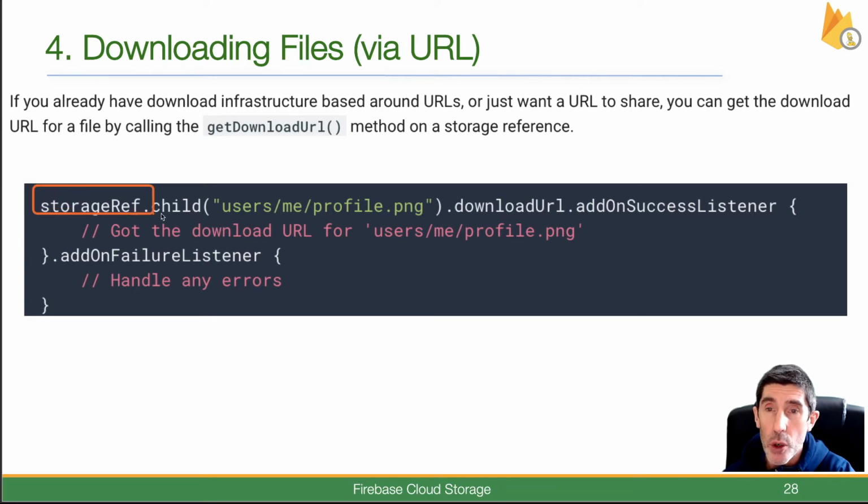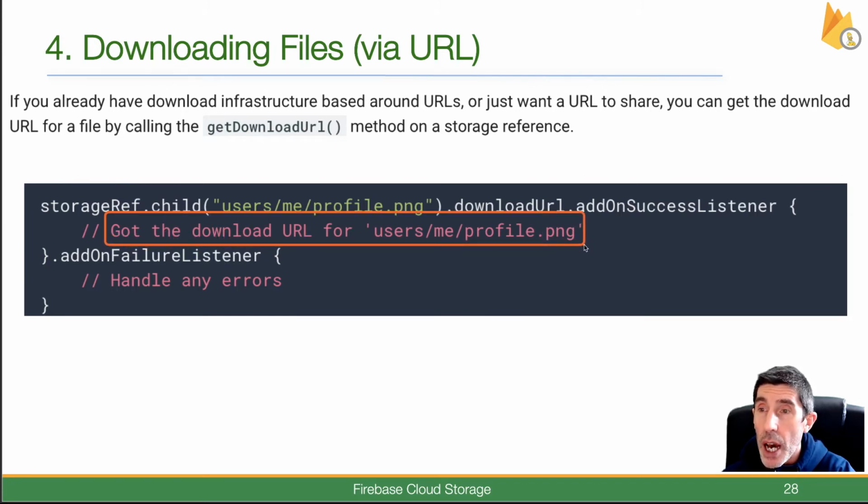So you call your storageRef.child, the specific image, .downloadURL. Now the assumption here is this will only be successful if this file actually exists. If it doesn't exist, you're going to get your failure in here. So this would get the particular download URL.